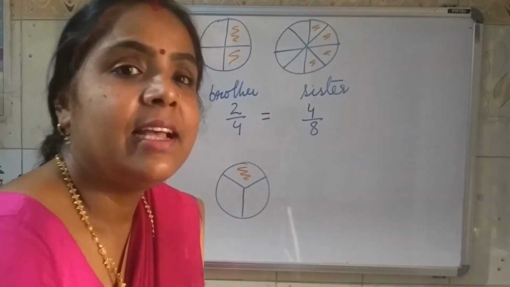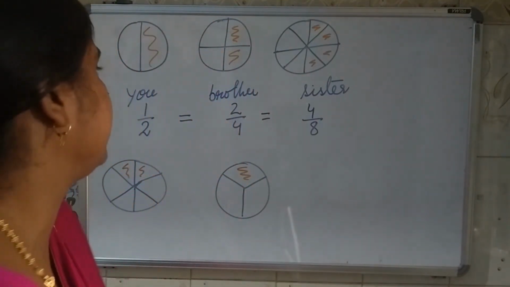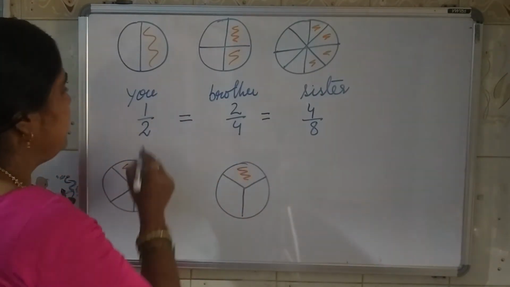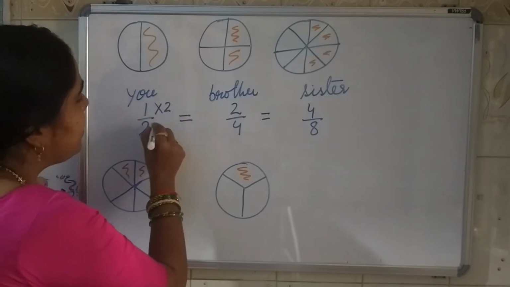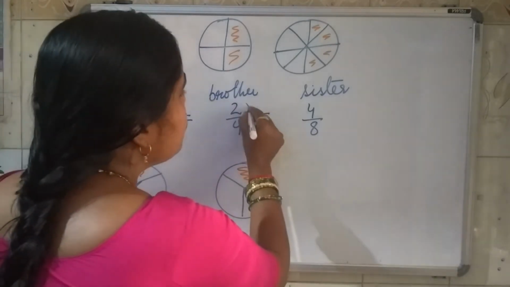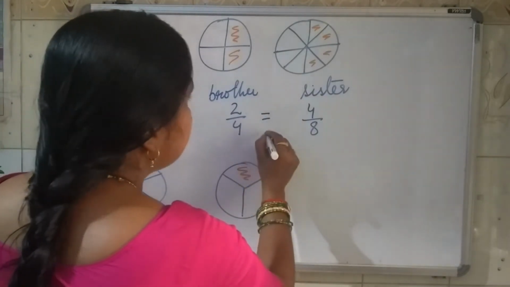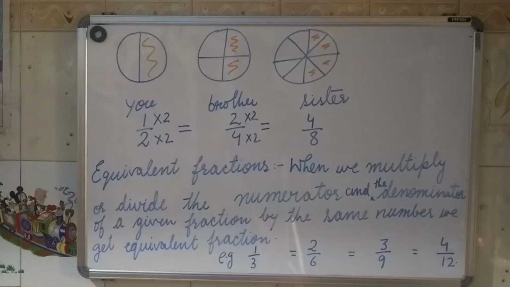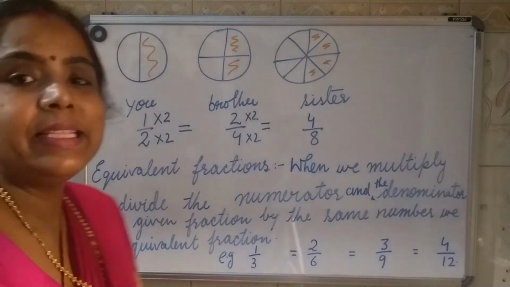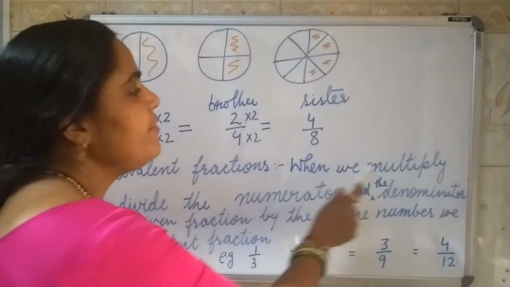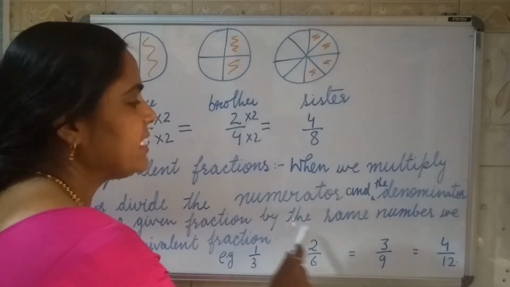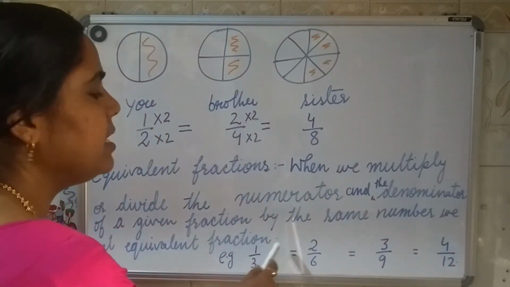And what is this? This is called equivalent fraction. What is this equivalent fraction? When we take this 1/2 as a starting number, then if I multiply this 1/2 by 2, it is 2/4. Then again I will multiply this 1/2 by another number. So it means we can see that for equivalent fractions, when we multiply or divide the numerator and the denominator of a given fraction by the same number, we get the equivalent fraction.